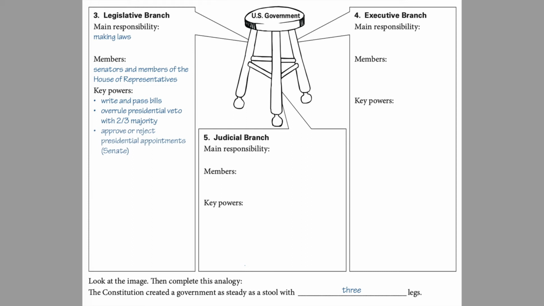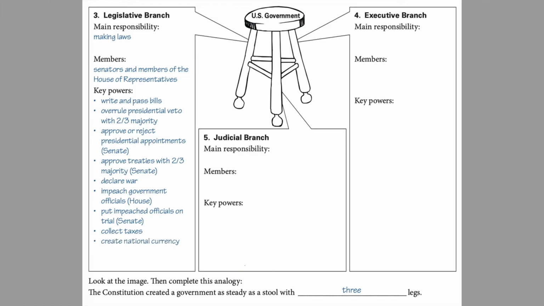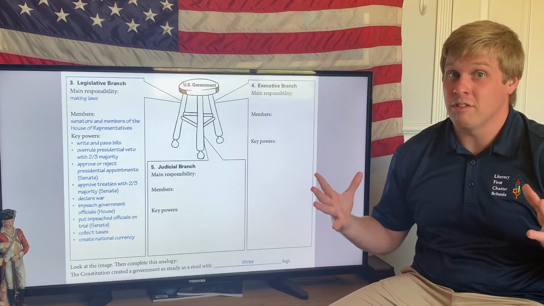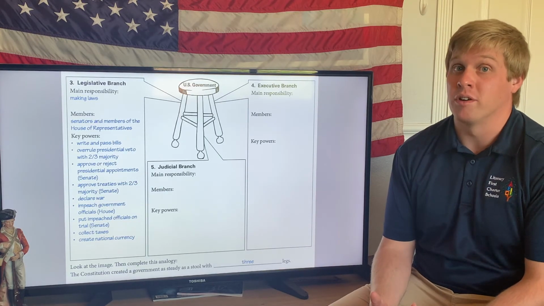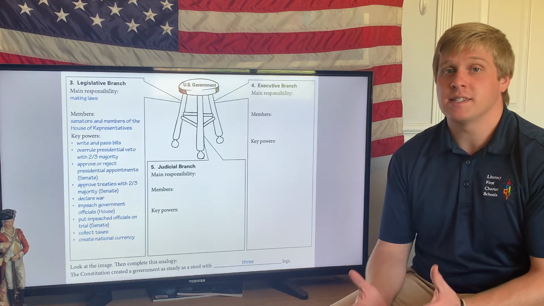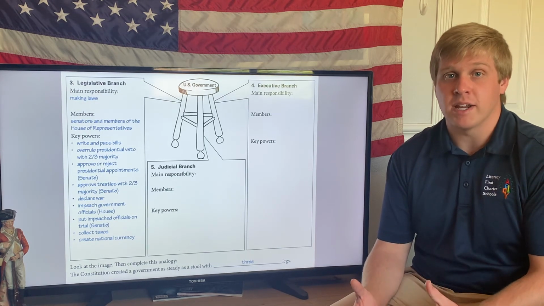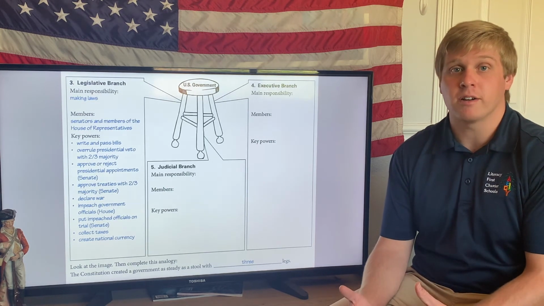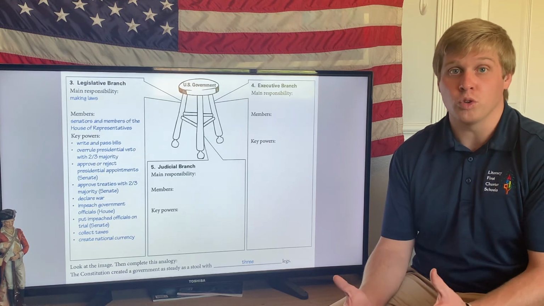The Senate can approve or reject presidential appointments, meaning people the president picks for certain positions. The Senate can approve treaties and declare war, so long as it's a 2/3 majority. The legislative branch can also impeach government officials and then put them on trial. And lastly, they collect taxes and create a national currency. So all in all, this branch of government is pretty important. It's the branch that essentially represents the people of the United States, and the branch that makes this form of government a democracy, which we know means ruled by the people.